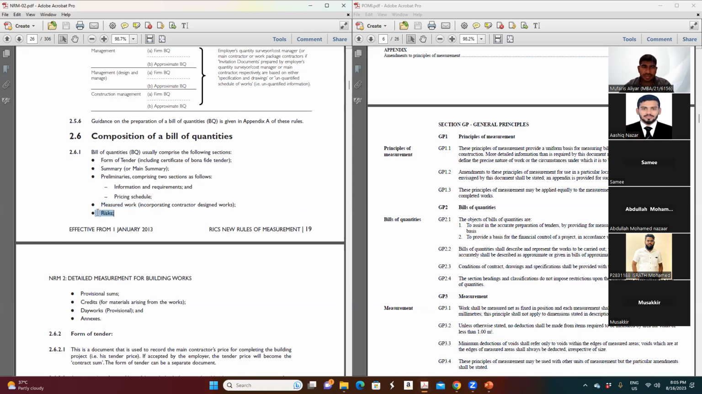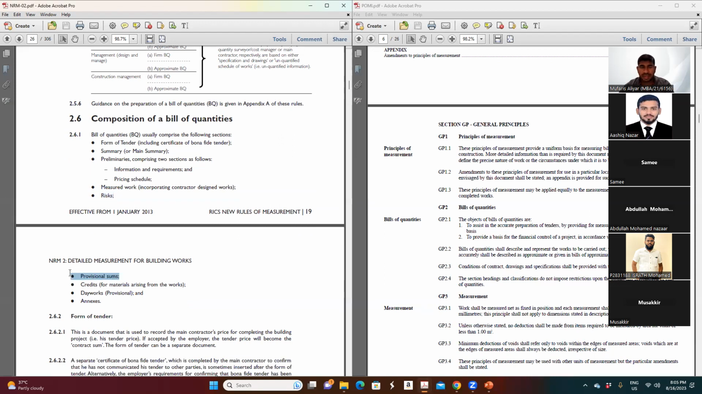Then the risk. In our part of the world, risk, provisional sum and contingencies come as one item, or mostly we put it as a risk. Sorry, the provisional sum, we don't put as a risk, but there is a difference you have to understand between provisional sum and risk. We will learn about it. You can remind me later because that is a huge area, but I will explain it later.